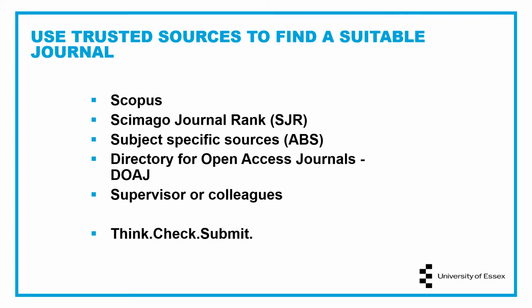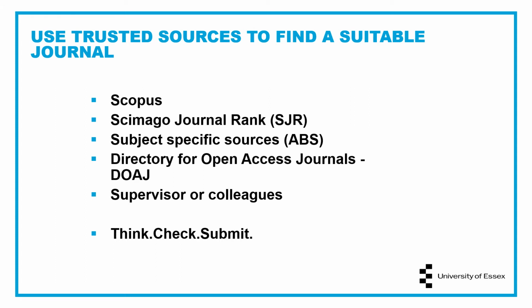You can also find the SCImago Journal Rank on Scopus, which is another metric that can be used to help make decisions on where to submit your paper. SCImago Journal Rank is linked to Scopus data and is similar to SNIP, but it also includes reputational data.